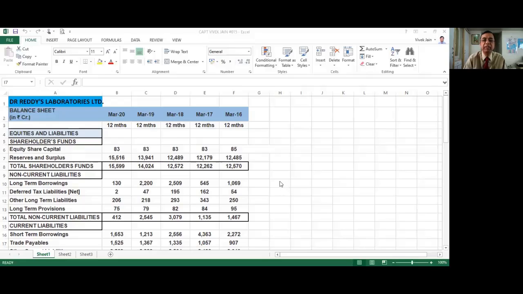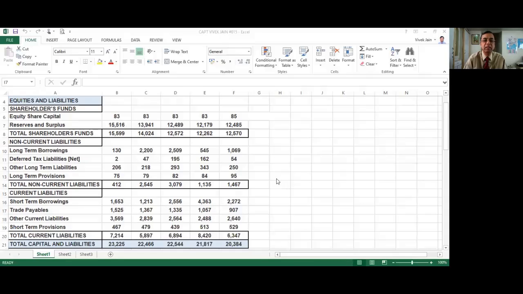A 0.5 debt equity ratio would mean that Dr. Reddy could have borrowed 6,000 crores in March 16 and nearly 7,500 crores in March 20. But the company has not taken that much loan. It is only 1783 as per the latest 2020 figures.